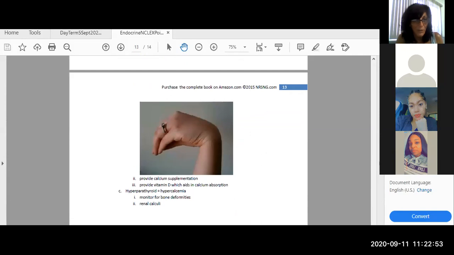Oh, there's an example of a Trousseau's. I was supposed to say that. Yep, Trousseau's: latent tetany after the inflation of the sphygmomanometer cuff. And it's a sign of what? Low calcium. Hypocalcemia, or hypomagnesemia, right? Just remember, when you think potassium, you think muscle. When you think calcium and magnesium, you think nerves.